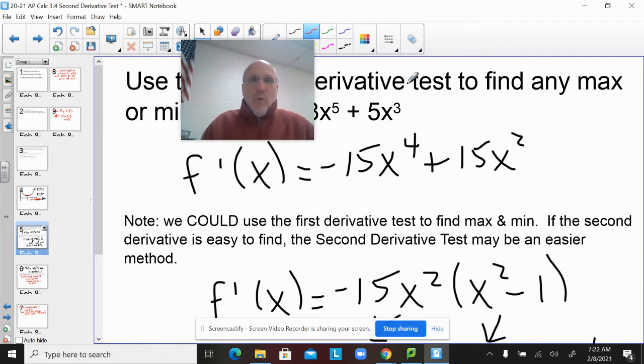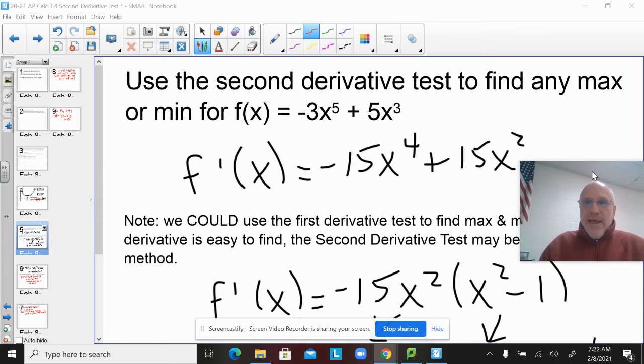Okay. All right. I've got one example here. It says, use the second derivative test to find any max or mins for f of x equals negative 3x to the fifth plus 5x cubed. So first I took the first derivative, fairly easy derivative, negative 15x to the fourth plus 15x squared. And again, my note here, we could use the first derivative test.